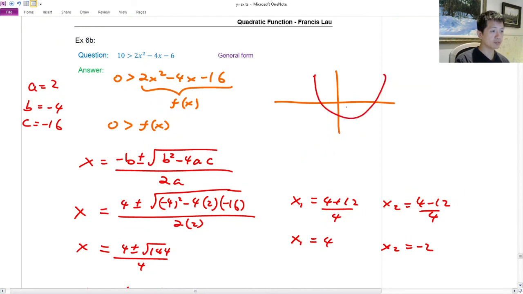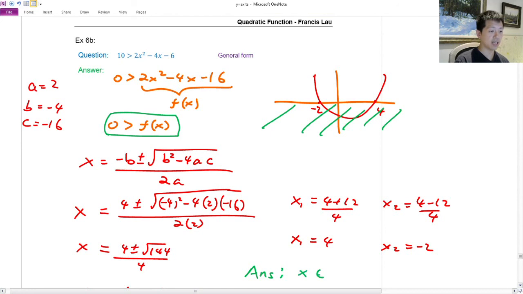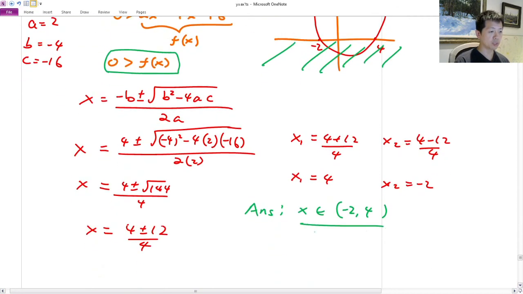So I'll just have something like this. This is minus 2 and this is 4. I'm looking for something that is negative, right? So negative downstairs. That means the answer of this is going to be x element of, there's no equal. Again, you don't see the equal here. That means excluding the 0, minus 2 to 4. And that would be my interval to represent this inequality.